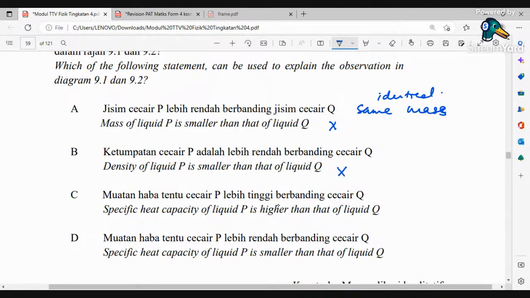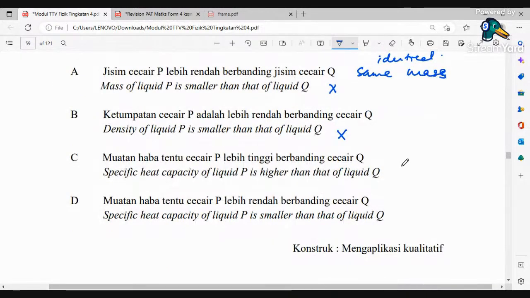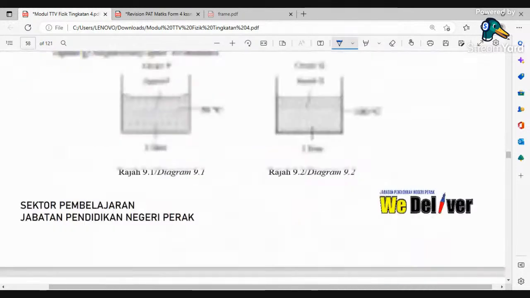Okay. Smaller, ini tak betul. Okay, specific heat capacity of P is higher. Dan Q, okay, tadi dah tunjukkan sebab ini smaller change in temperature, so P is higher. Okay, so C is correct.